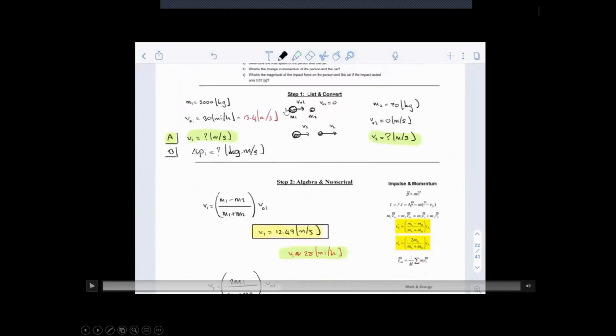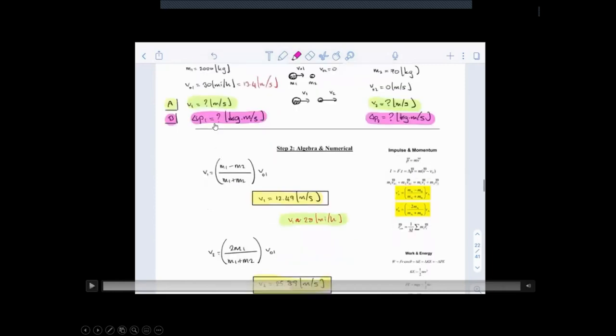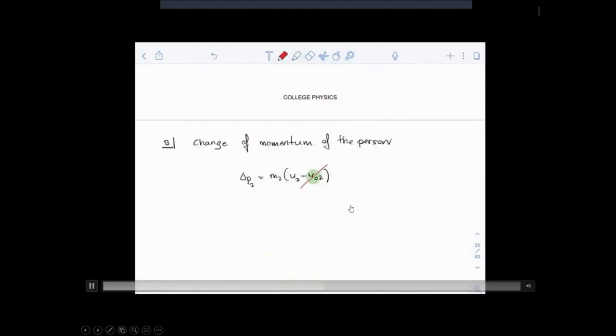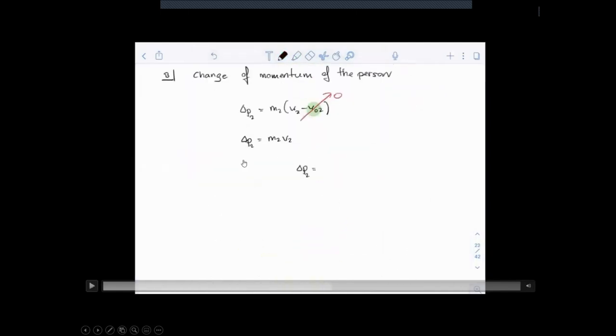It's an isolated system. Whether kinetic energy is conserved or not makes no difference. Since it's an isolated system, the change in momentum of the system is going to be zero. Whatever momentum change the car undergoes, the person is going to experience the same change in momentum. So here's the change in momentum of the car, here's the change in momentum of the person. It should be the same. We know how much the speed is changed per mass, so now we can figure out the change in momentum. The initial speed of the person is zero, so the change in momentum of the person is going to be that. So we end up getting a number.